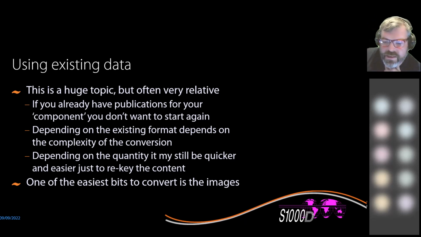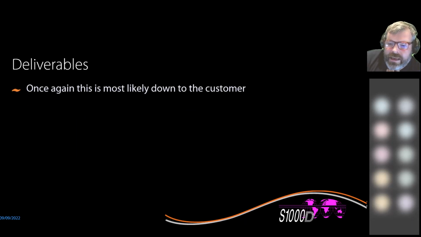And the final point is deliverables. And again, this is going to be down to the customer, what the customer has required. But again, don't make it more complicated than it has to be. If the customer has said, I just want data modules, then don't offer them a PDF, and don't offer them an ITP, and don't offer them a paper manual. Just deliver the XML or the SGML.